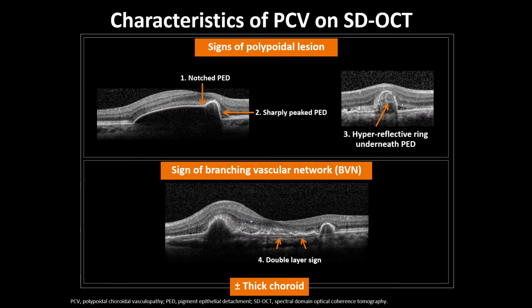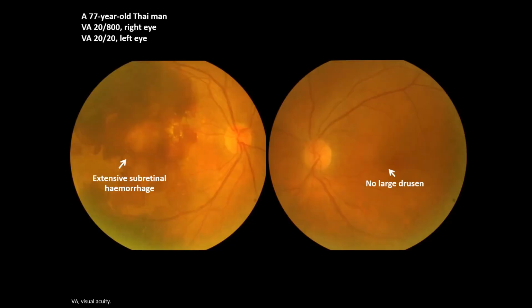On OCT, the typical characteristics of PCV include the signs of polypoidal lesion. So you can see the border of the PED will be a sharp peak PED, or sometimes it has a notch on the cross-section OCT. And you can see the hyperreflective ring underneath the PED in some eyes. Signs of a branching vascular network include the presence of a double layer sign, or a thin separation between the RPE and Bruch's membrane. Sometimes we can see pachychoroid or thick choroid, but not always.